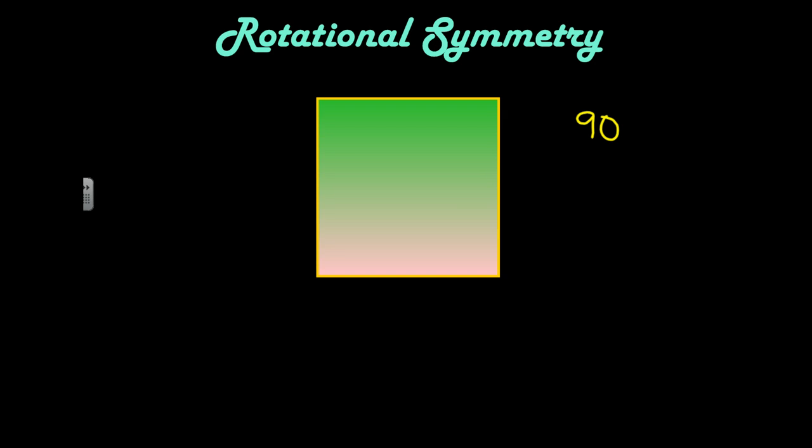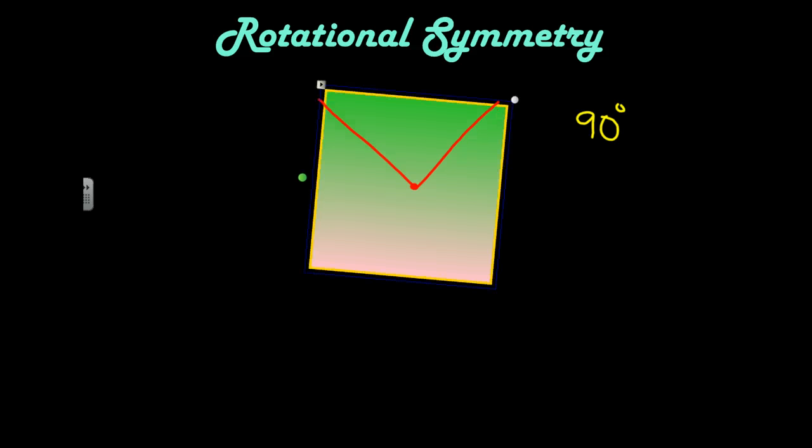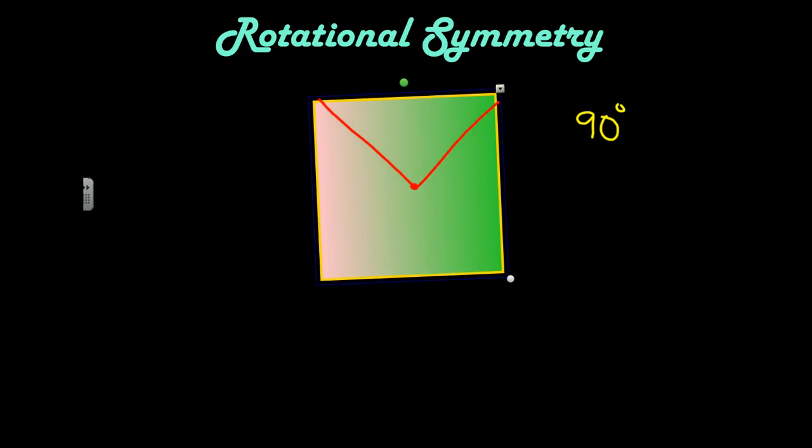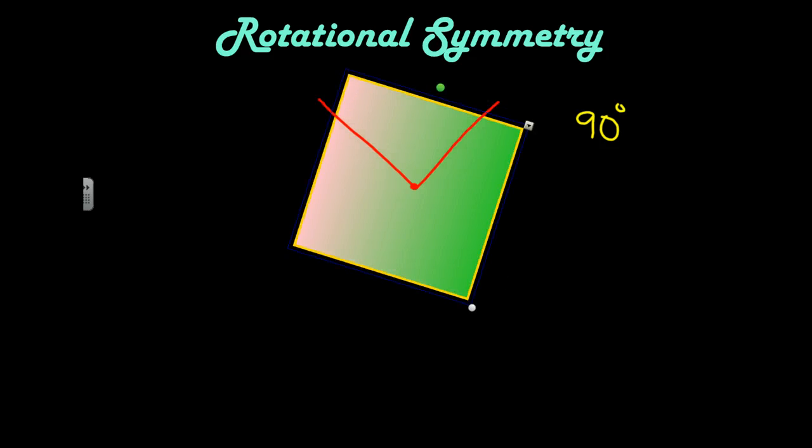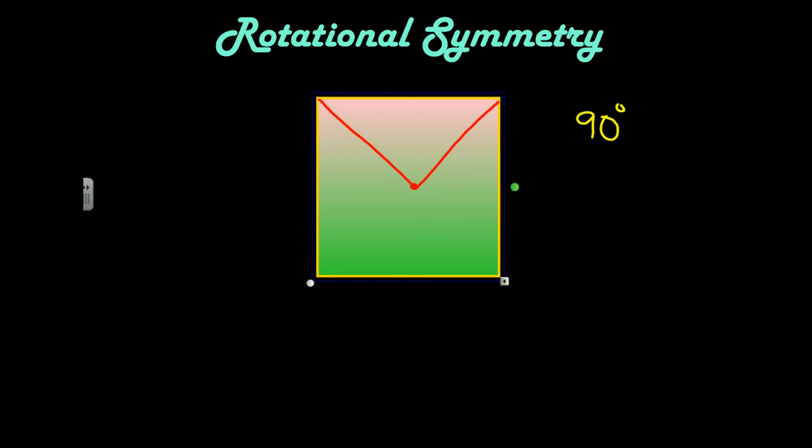What's the rotational symmetry? 90 degrees. If you take the center of this object, and you go from this vertex here to that vertex there, and you rotate it, that's a 90-degree rotation. So we say that object, that square, has 90-degree rotational symmetry.